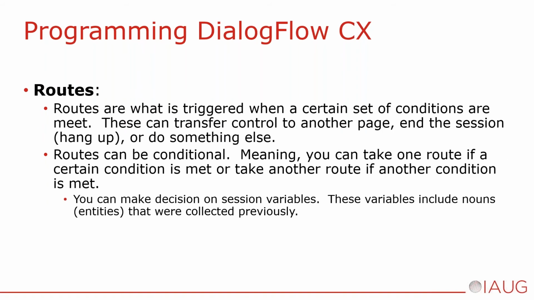Routes are tied to pages, and essentially routes are what is triggered when a certain set of conditions are met. These can transfer control to another page, end a session, or essentially hang up or do something else. The important thing is routes can be conditional, meaning that, very similar to vector programming, based on a variable or based on something that has happened in that session, you can then transfer the call or take a route based on one of those things. So you can make decisions based on session variables, which can include the nouns that were previously collected or things like that. Again, this looks very similar to programming a vector if you step back and look at it.